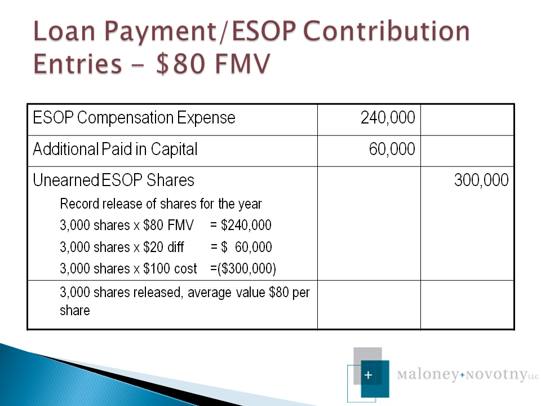This is going to be the entry recording that ESOP contribution and the related release of the shares. Okay? The $240,000 is simply going to be the value at $80 per share multiplied by the shares released, the 3,000 shares. And the amount that's relieved from the unearned ESOP shares account is always going to be the shares released at the original cost value. So that $100 cost will remain what's released from the unearned ESOP shares on an annual basis.